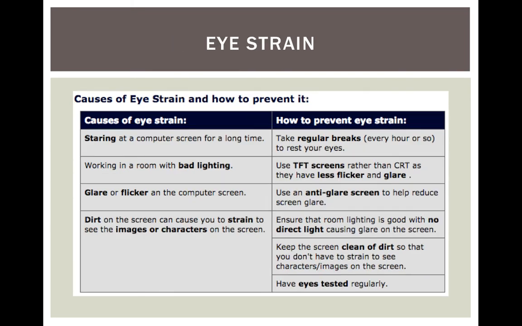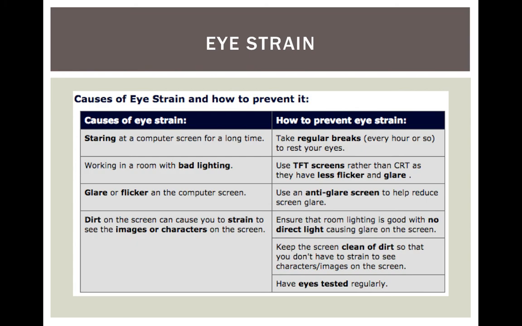And the last one then is eye strain. So the causes of eye strain is staring at the computer screen for too long, or working in a room with bad lighting, glare or flicker on the computer screen. If you're working next to a window with open blinds and you have full sunlight coming in, you're going to have glare on your computer screen, which is going to make it more difficult for you to be able to focus. And dirt on a screen can cause you to strain as well. So ensuring that your screen is regularly cleaned.